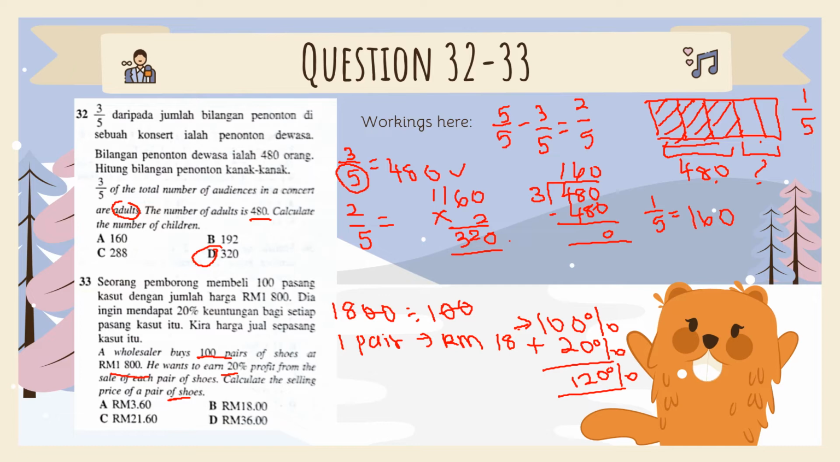Alright, so 100% is the cost price plus the 20% profit he wants to get. So 120% is the selling price. So he sells for 120% and gets 20% as a profit. Okay, so now what you have to do is 120 over 100 times 18 ringgit. So 120% of 18 is how much? And that is actually going to be our final answer.